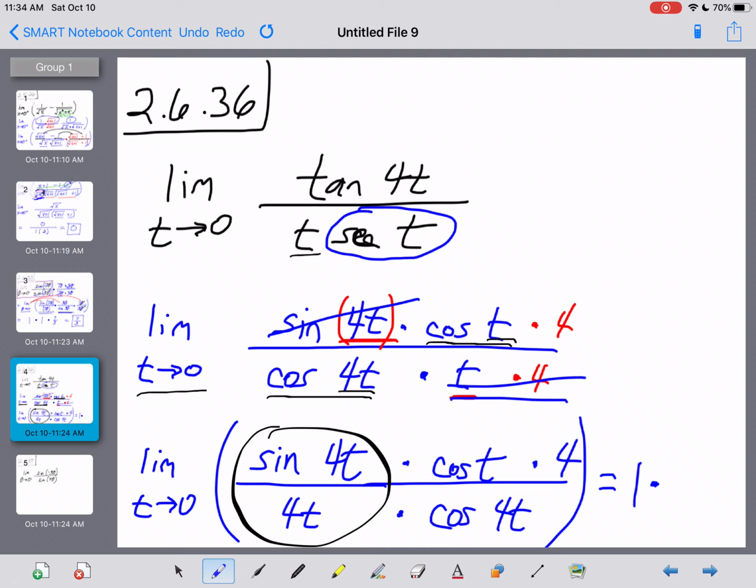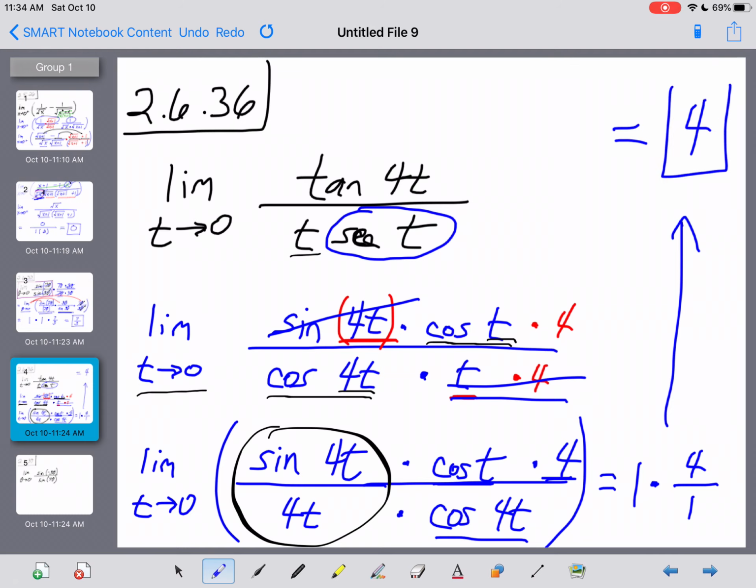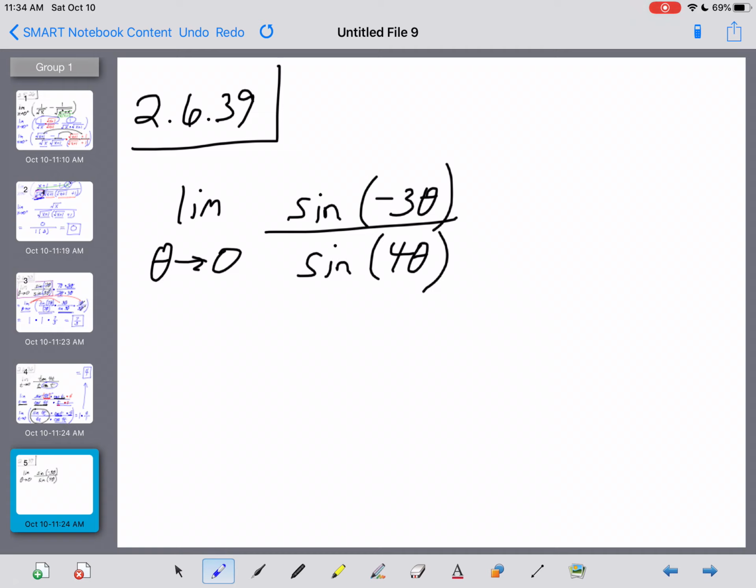We're going to multiply that by, let's take a look now. As t approaches 0, the cosine of t is 1. We multiply that by 4. We get a 4 on the top. And down on the bottom, the cosine of 0 becomes 1 as well. So it sure looks like, and sorry guys, I'm out of space here, this answer is going to be 1 times 4, which is just going to get us the correct answer of 4 for problem number 36.